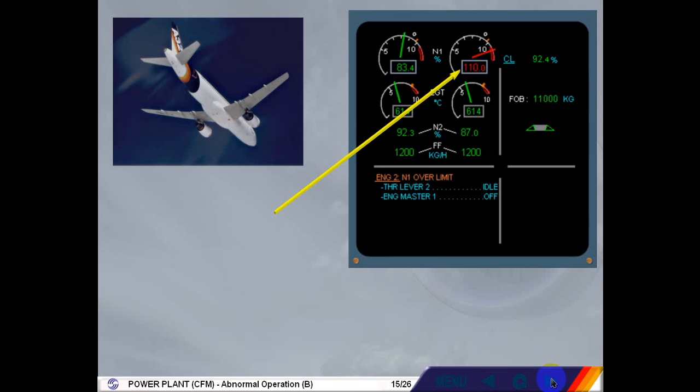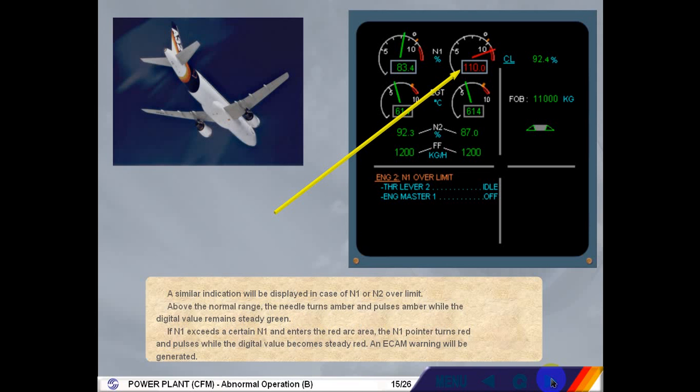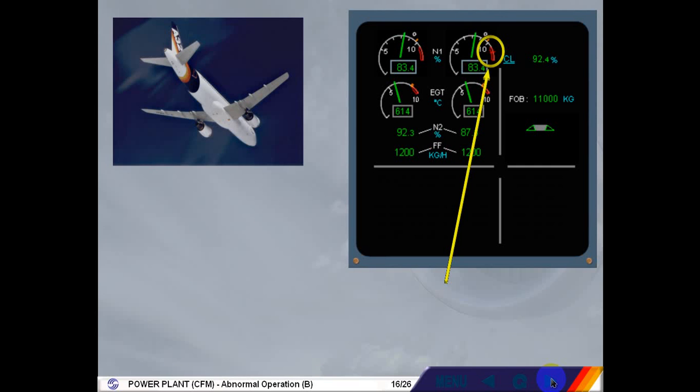If N1 exceeds a certain N1 and enters the red arc area, the N1 pointer turns red and pulses, while the digital value becomes steady red. An ECAM warning will be generated. A red perpendicular line marks the maximum achieved value and remains displayed until a new engine start on the ground following a maintenance action.